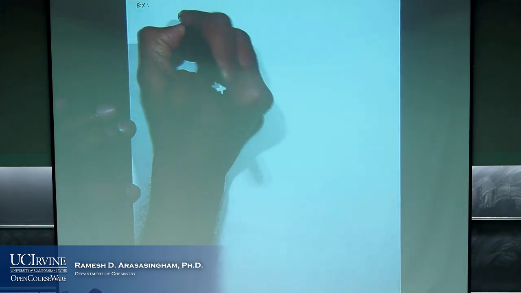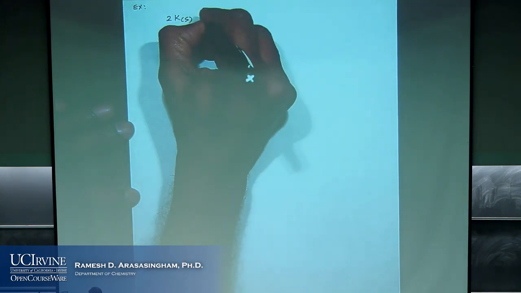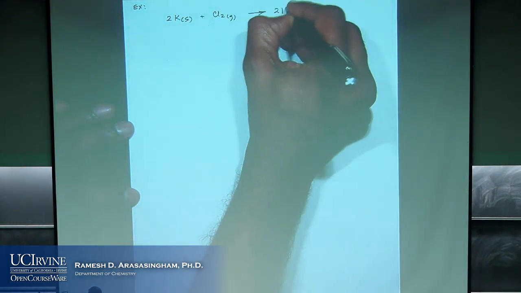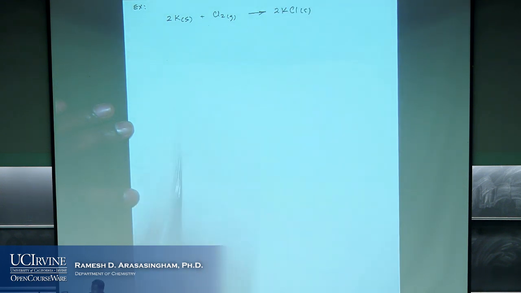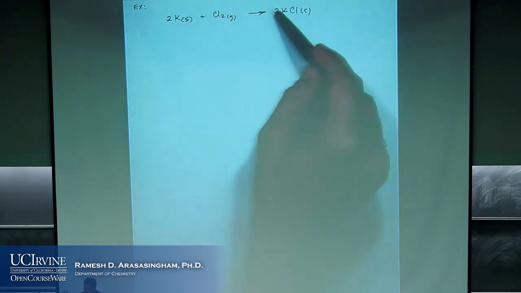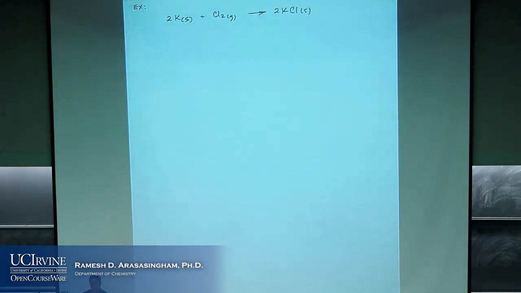And we'll start with some simple examples, and then we'll go to more complicated ones. So let's take some examples. The first example I'm going to take is where you have potassium solid. This is metallic potassium reacting with chlorine gas to give you an ionic compound, which is potassium chloride. Okay? So quickly check whether this equation is balanced. You have two potassiums, you have two chlorines.